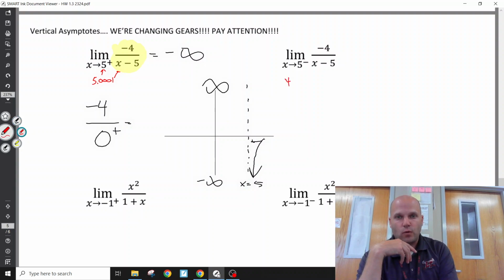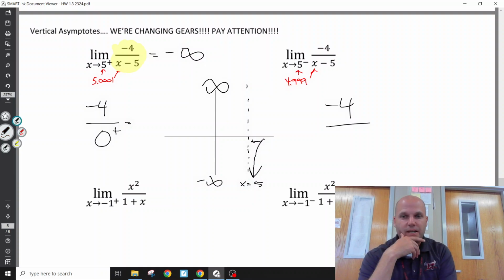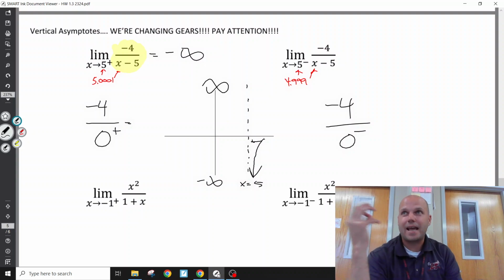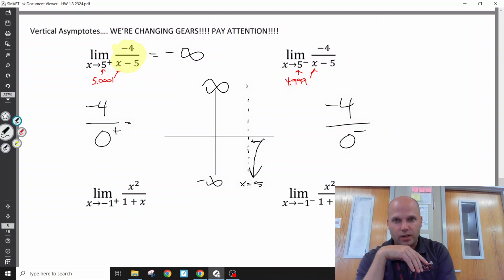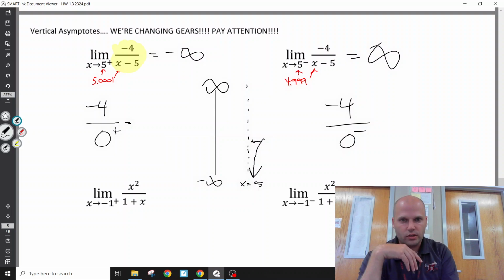If you plugged in 4.999, subtracted 5, we'd get this number 4 divided by something very small but negative. So that negative 4 divided by negative 0.000001 is going to be a very, very large positive value. This is what you're discovering, to the left of 5, you are going up.